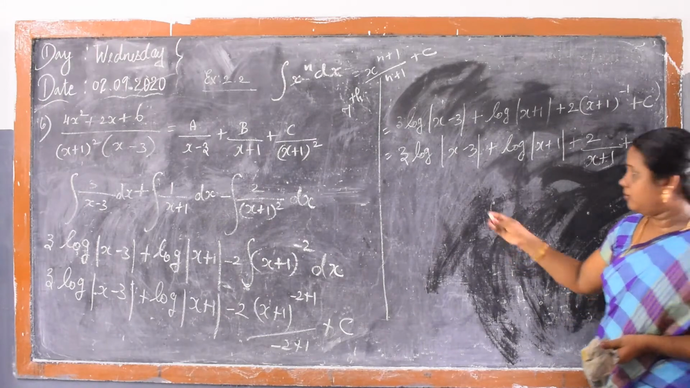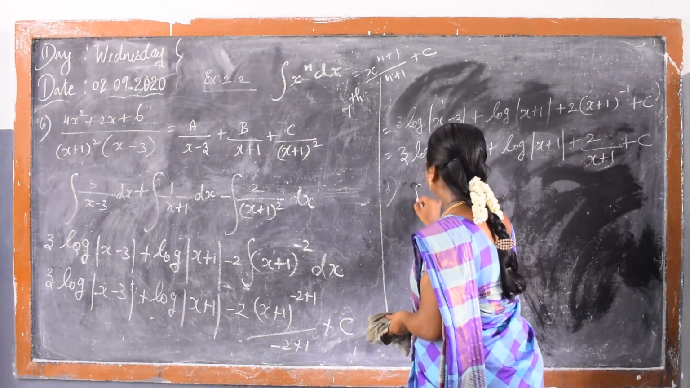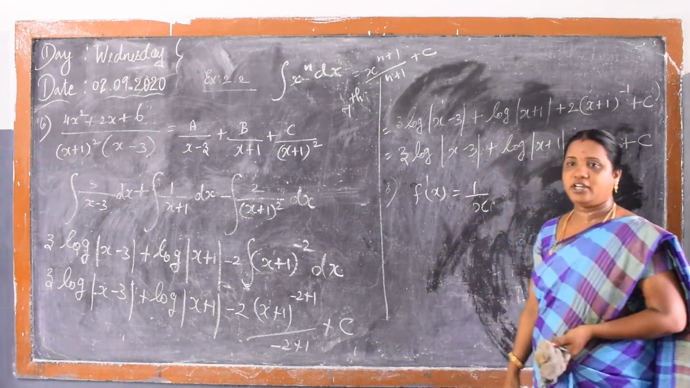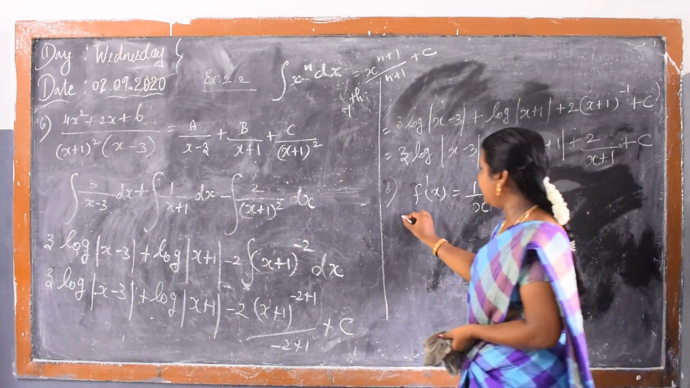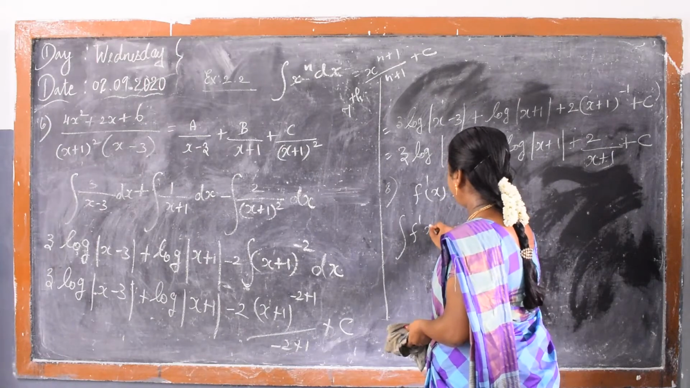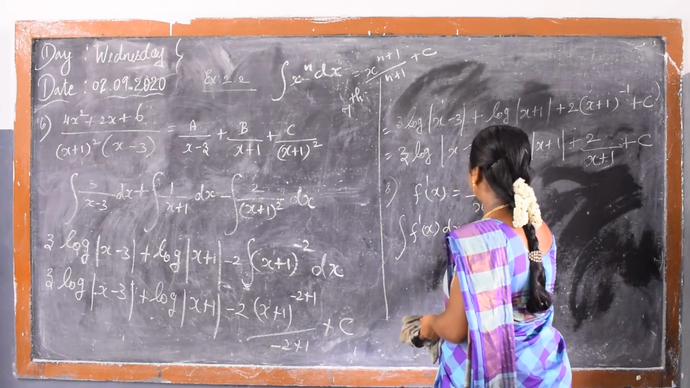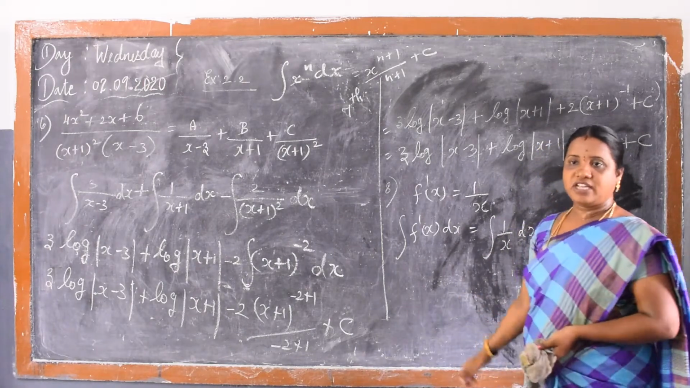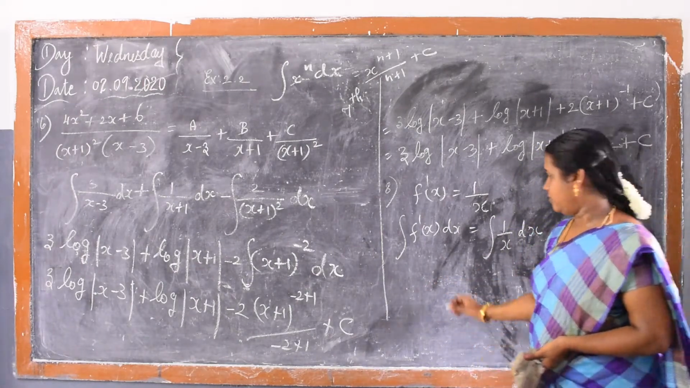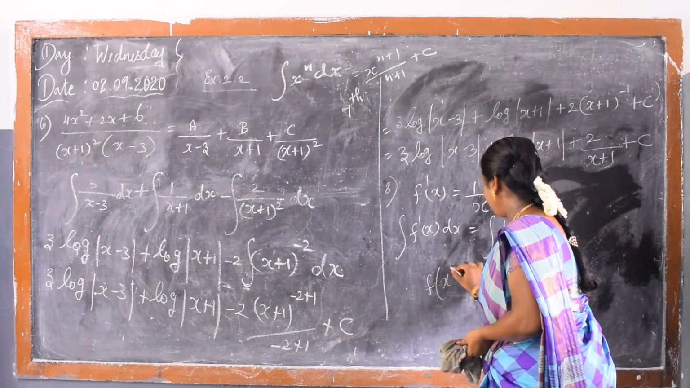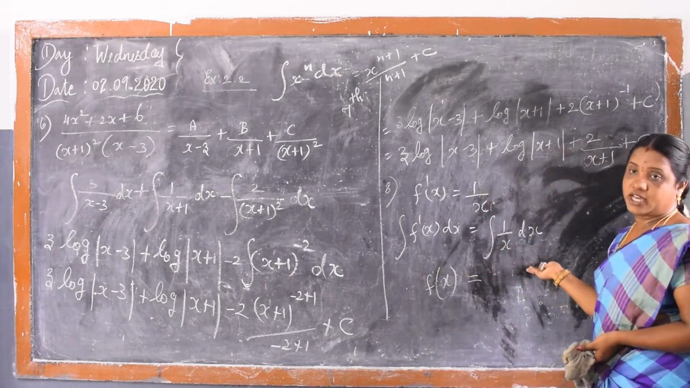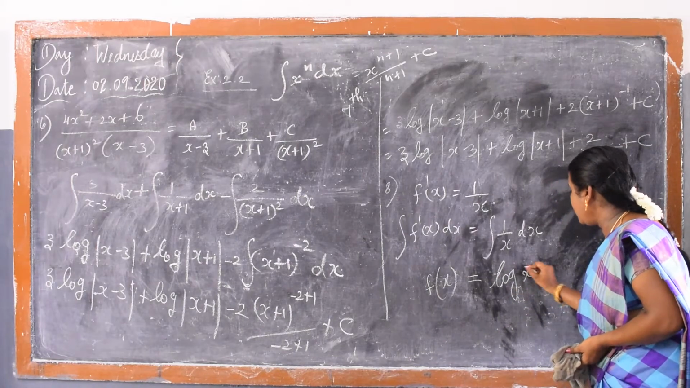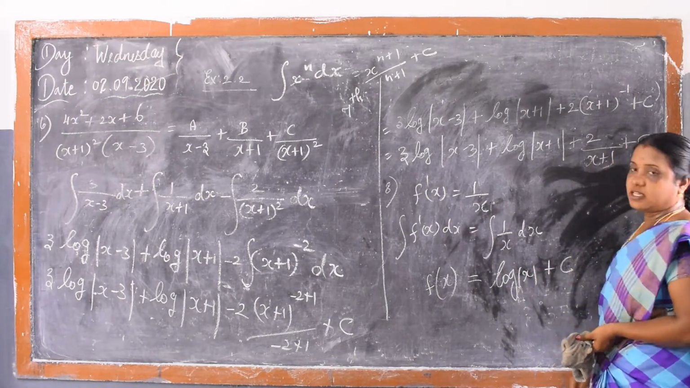See our 8th problem. F dash of x is equal to 1 by x. This one you have to integrate with respect to x. Now I integrate f dash of x dx is equal to integrate 1 by x dx. When we integrate f dash of x, what will we get? We will get f of x. F of x is equal to what is the result here? Integrate 1 by x dx is log x. Log x plus c.